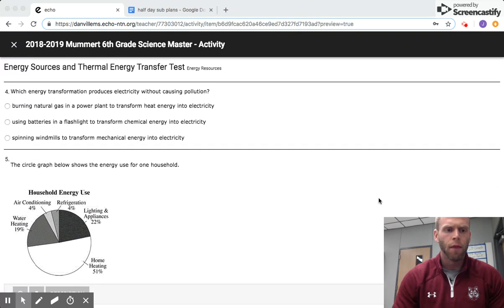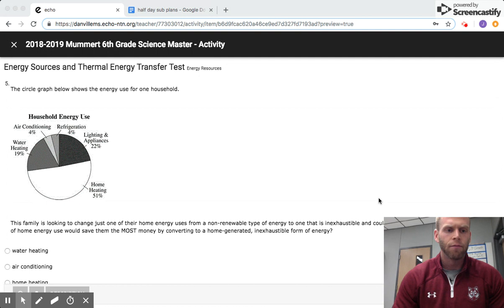Number 4. Which energy transformation produces electricity without causing pollution? Burning natural gas in a power plant to transform heat energy into electricity, using batteries in a flashlight to transform chemical energy into electricity, spinning windmills to transform mechanical energy into electricity.